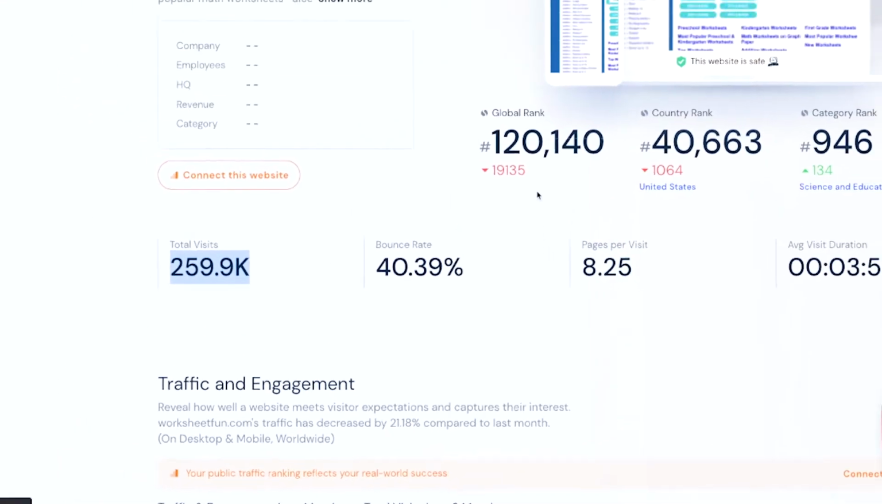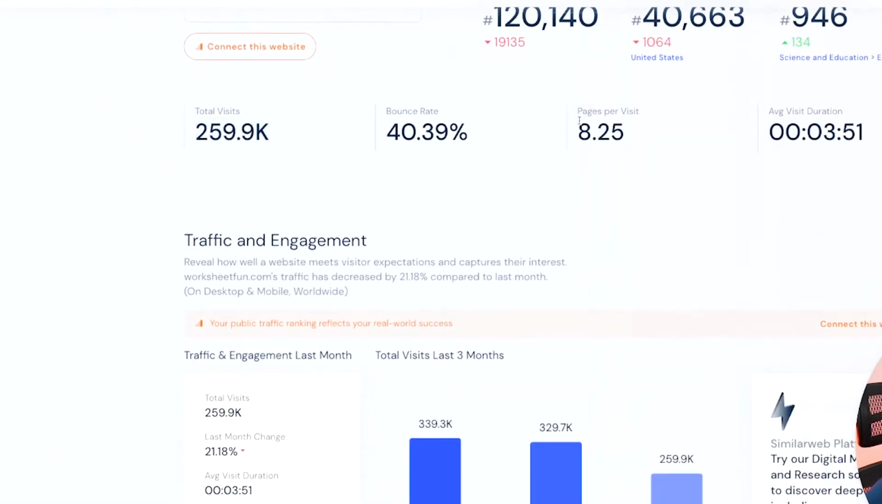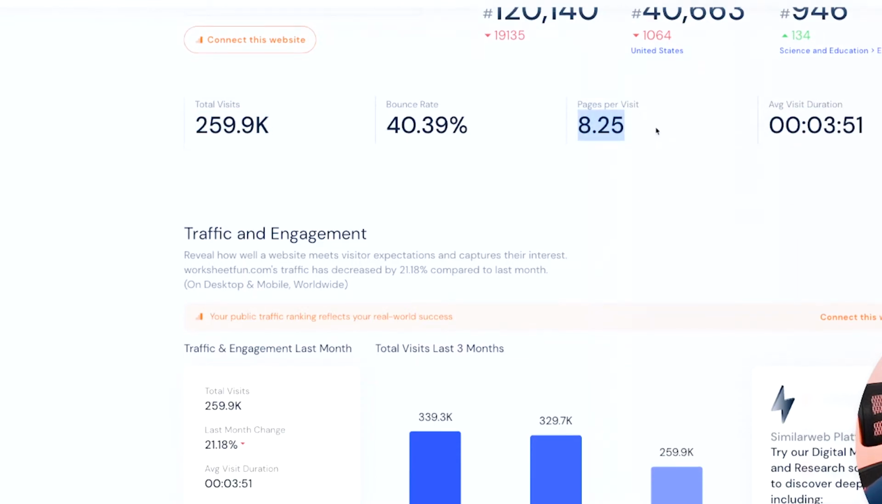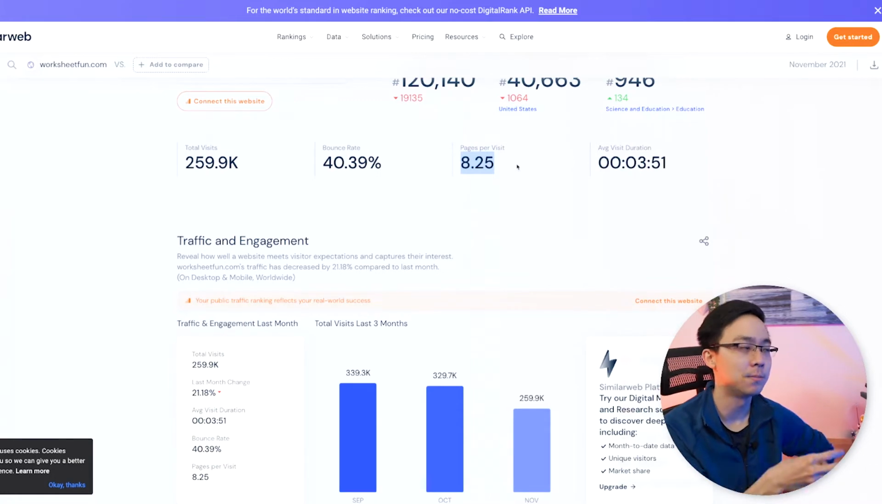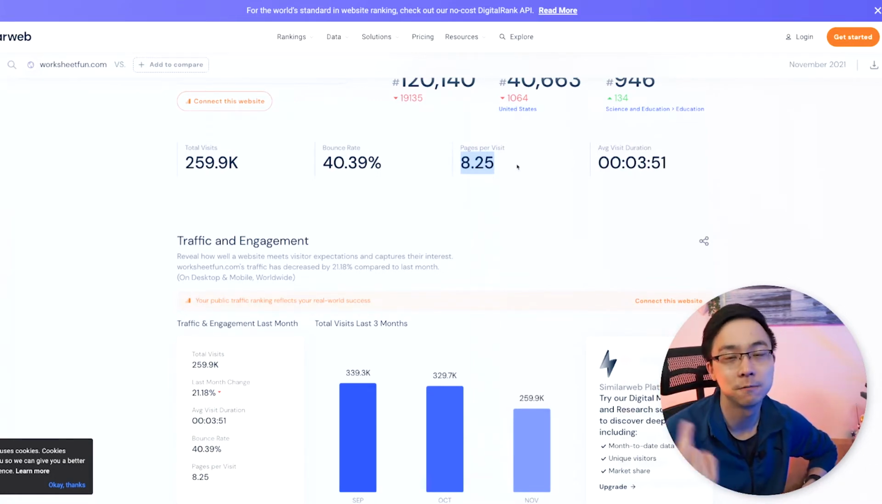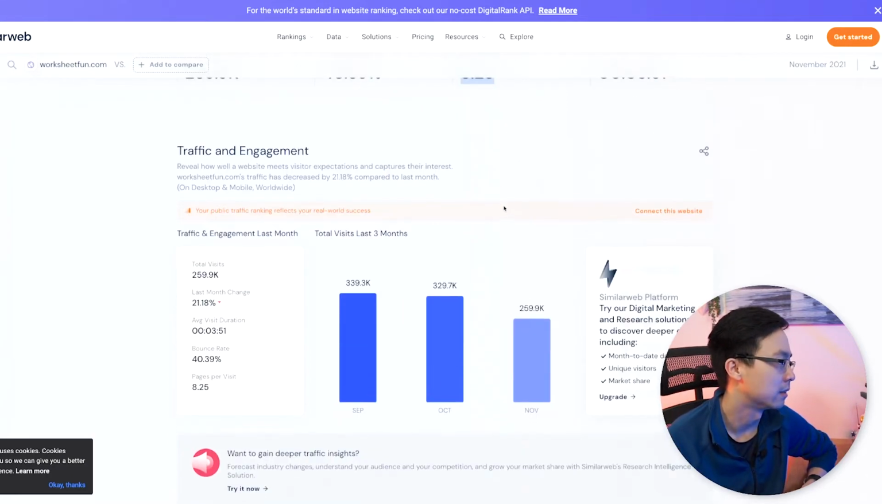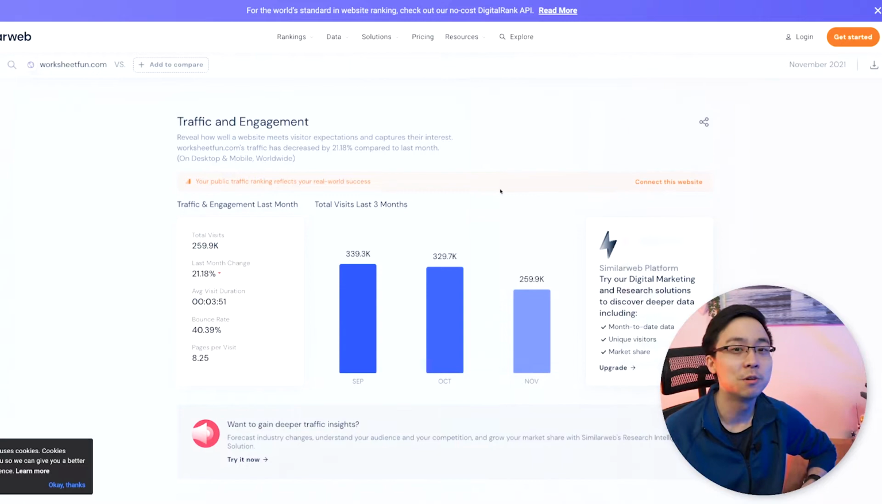And so what you'll see here as well is that on average, each visit is 8.25 pages. So that means that the average person that's visiting this website, worksheetfun.com, is going to click through 8 of those different pages of display ads, which means a ton of money for this particular individual. If it's not an individual, it might be a small company.